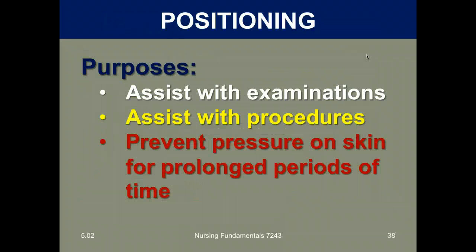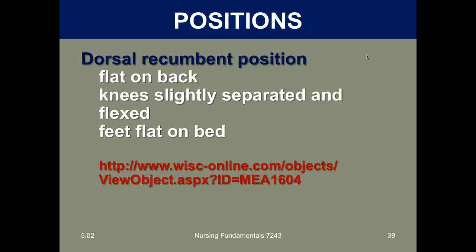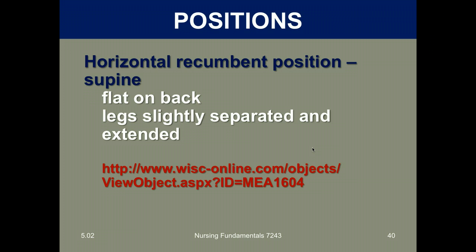Positioning assists with examinations, assists with procedures, and it prevents pressure on skin for prolonged periods of time. The dorsal recumbent position is flat on the back. The knees are slightly separated and flexed, and the feet are flat on the bed. The horizontal recumbent position, you are supine, flat on your back, legs are slightly separated, and they are extended.